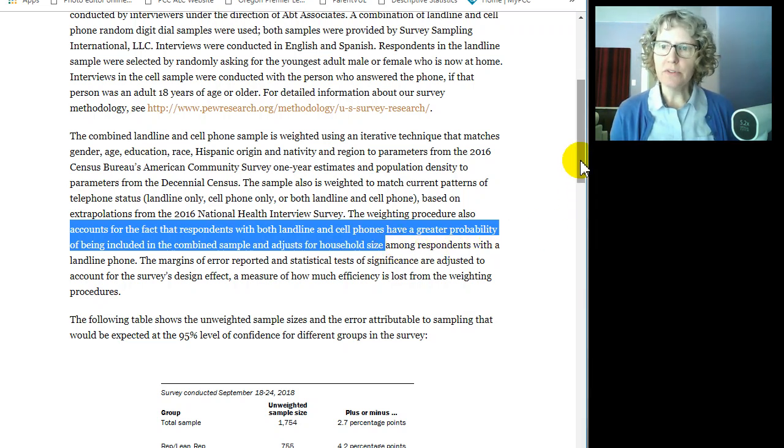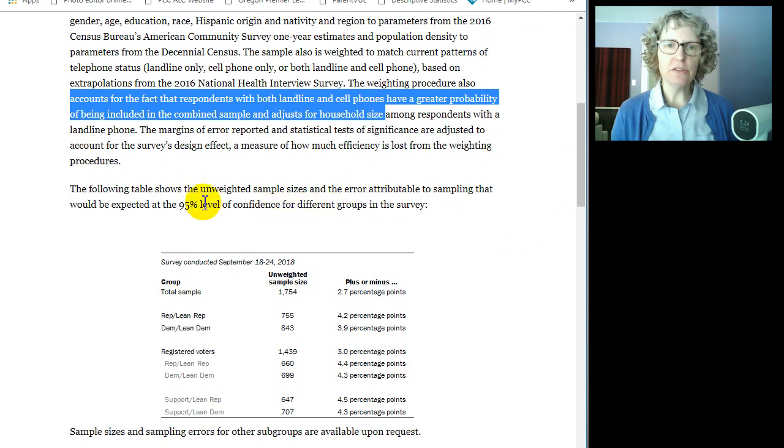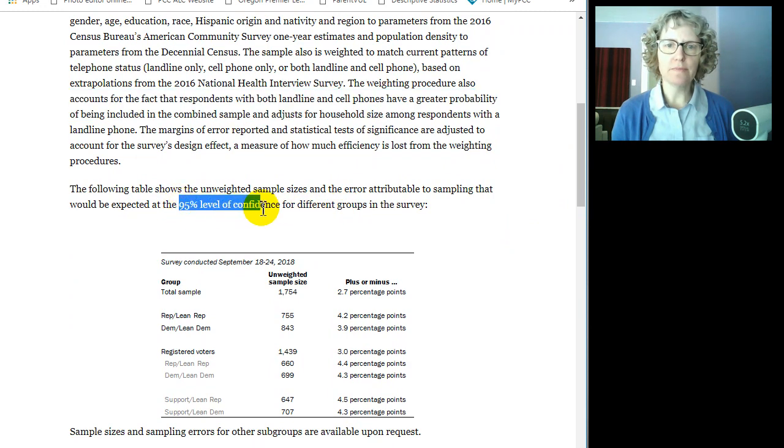And then let's scroll down a little bit further. The other thing we need to know is the confidence level. Most surveys will use a 95% confidence level, and I'll show you all about what that means and how it influences our confidence interval. But this one is in fact saying they used a 95% level of confidence.